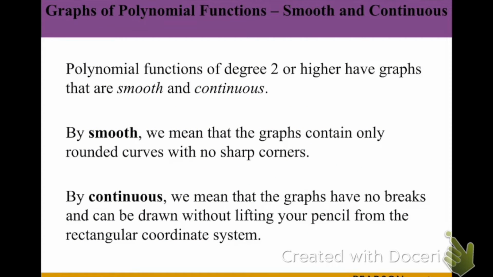Polynomial functions of degree 2 or higher have graphs that must be smooth and continuous. By smooth, we mean that the graph contains only rounded curves with no sharp corners. And by continuous, we mean that the graph has no breaks and can be drawn without lifting your pencil from the rectangular coordinate system. So on the xy axis, you should be able to draw the graph in one fluid motion.